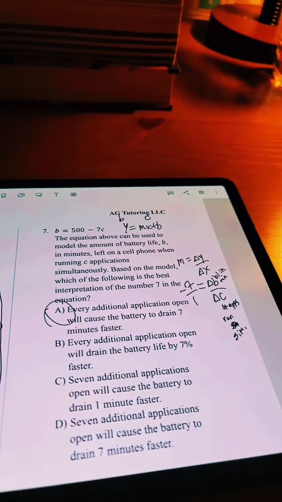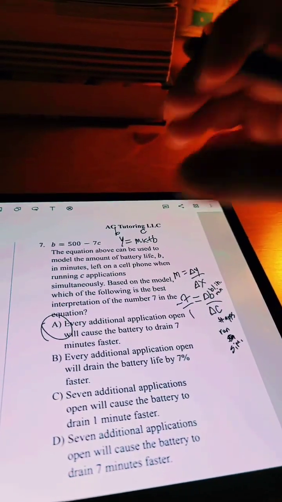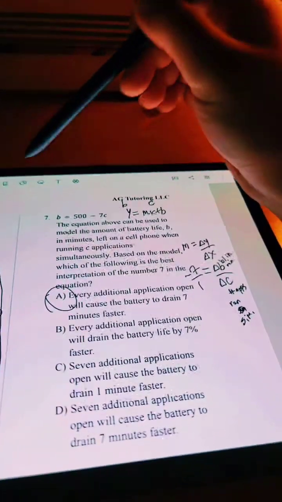That's probably the easiest way to do these types of problems. You have to think in units to match it to the interpretation that's correct in the answer choices.